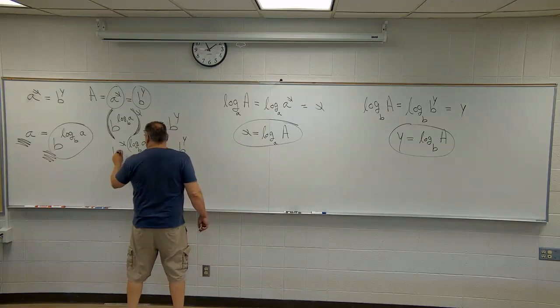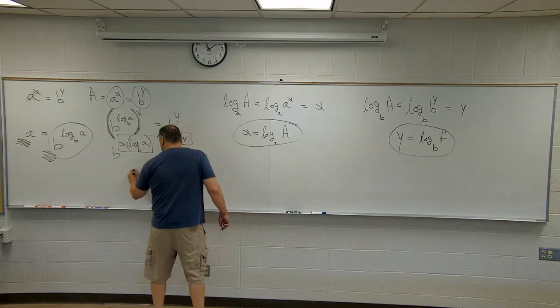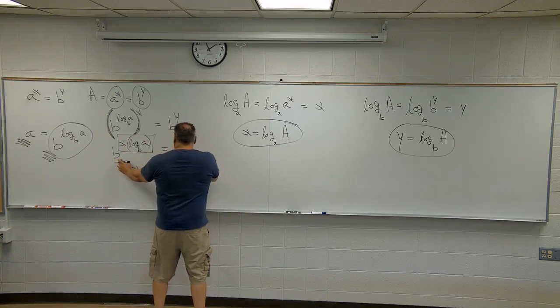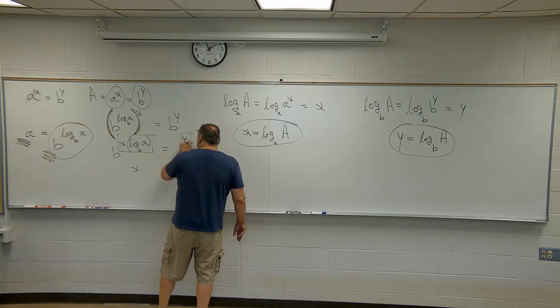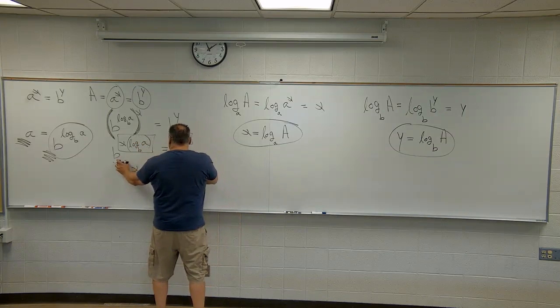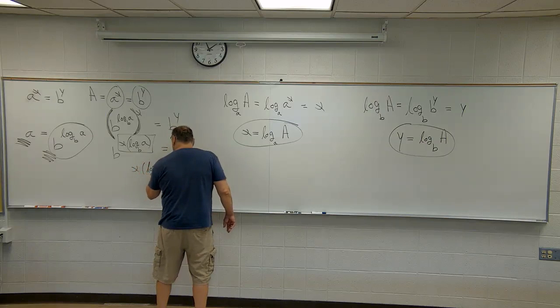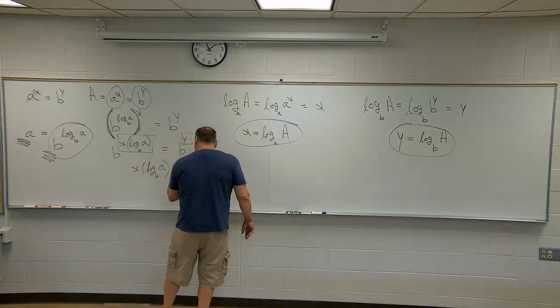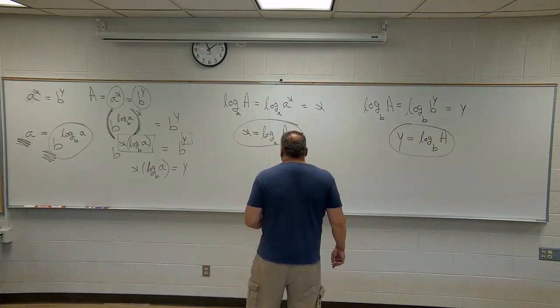Well, let's get something straight right off the bat, guys. b to this something and b to that something are equal. Why are they equal? If the bases are the same, base b to some power equals base b to some power, and the exponentiations are equal, then the exponents have to be equal. What's x? Log A base a.